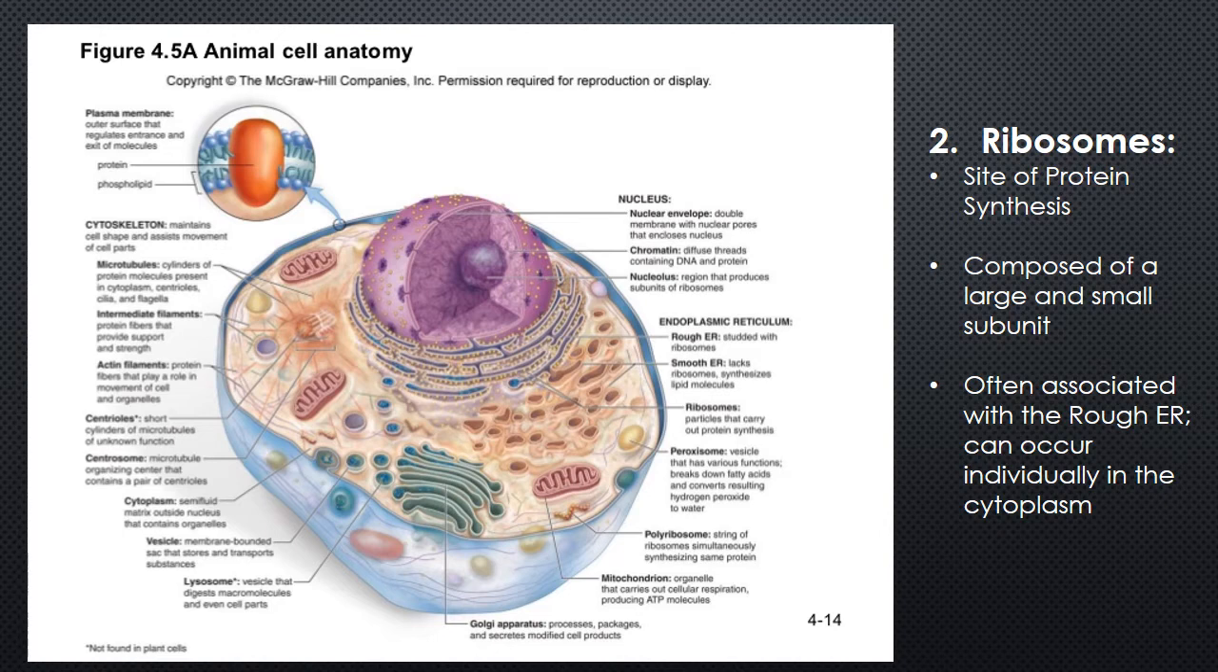Those are right here, and remember we talked about this endoplasmic reticulum. The membrane is contiguous with the nuclear envelope. And so most of the ribosomes are going to be associated with the rough ER. They can occur individually within the cytoplasm. Oftentimes they associate together, maybe a string of ribosomes, and we call that a polyribosome. So they can be found there as well.